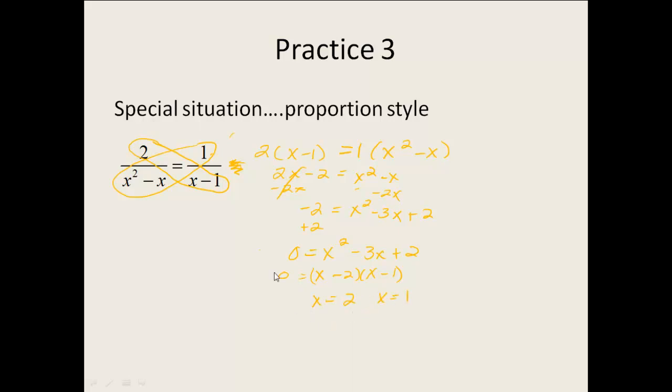Now I still have to check them both. When I plug the 2 back in here, let's see, it is going to work out. When I put the 1 back in here, we have a problem. When I do 1 squared minus 1, I get 0, so I would have 2 over 0. And the same thing here, when I plug it in there, I would end up getting 1 over 0. That is not possible because I cannot divide by 0. So this 1 is excluded from my domain, so even though I got it for an answer, I have to kick it out. So for this one, we're only going to keep the x equals 2 answer.